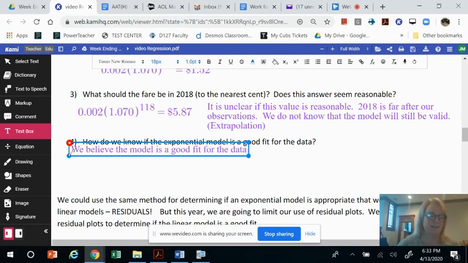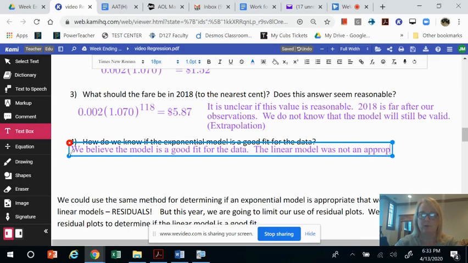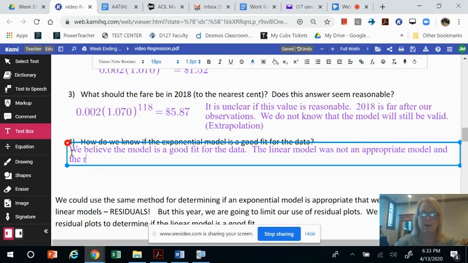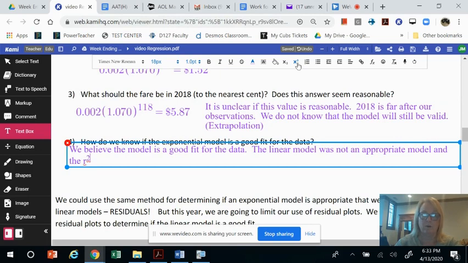Okay, so first I'm going to say I think it's a good fit for the data. Now, part of the reason is the linear model was not an appropriate model, and the R squared, or the coefficient of determination, for the exponential model was close to 1.